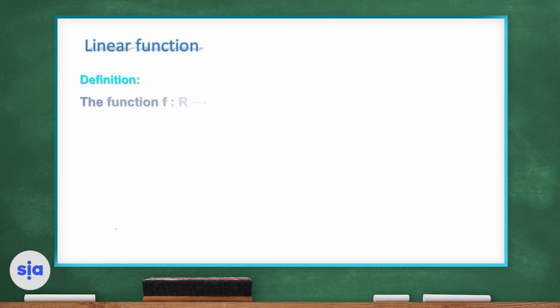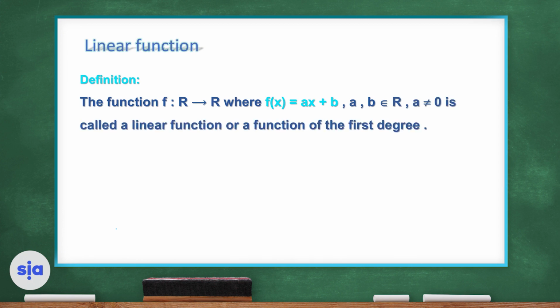The linear function is a function where f of x equals ax plus b, where a and b belong to R and a is not equal to 0. It's called the linear function or the function with the first degree. And from its name, the linear function, when you graph it, it will form a line. That's why it's called a linear function.